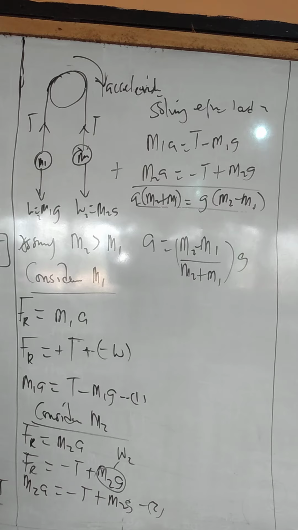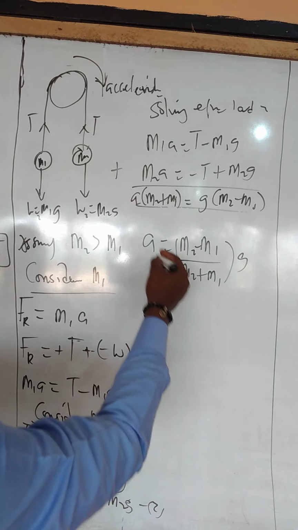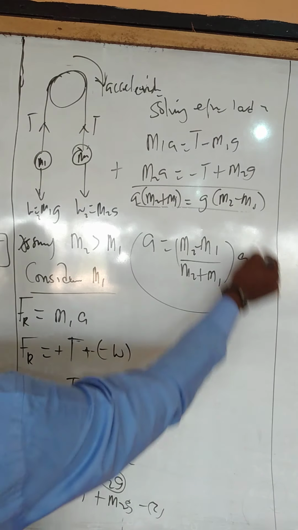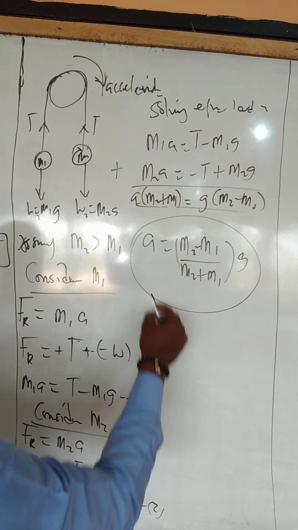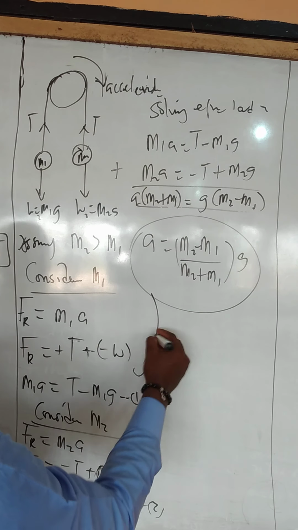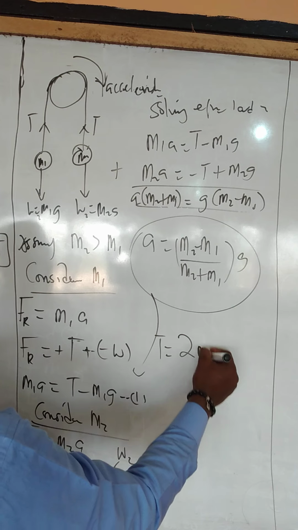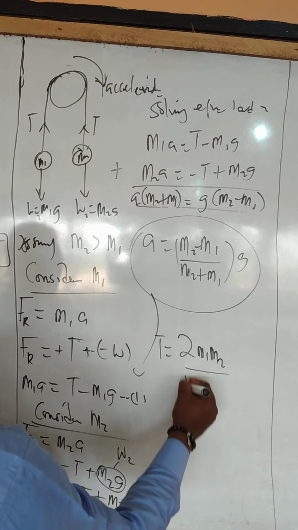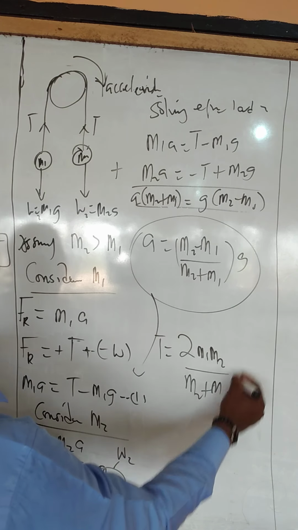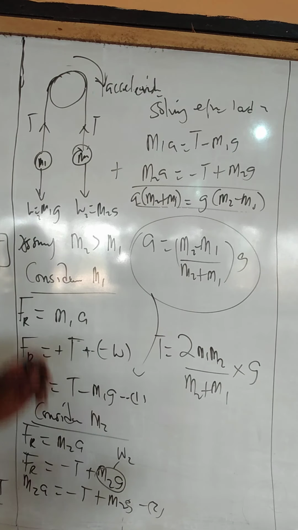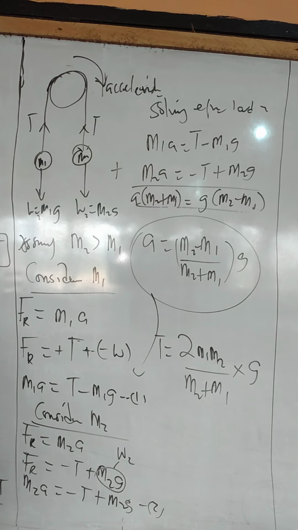Now, once you are able to get the acceleration, you will fix this acceleration into any of the equations for the tension. So you arrive at the tension T being equal to 2 M1 M2 all over M2 plus M1, multiplying g. This is how you'll be arriving at your acceleration and then your tension.